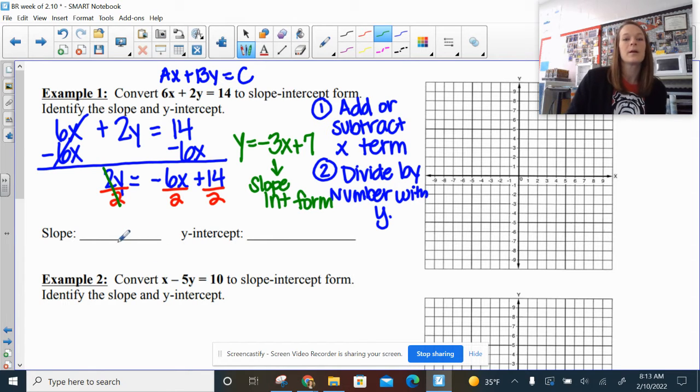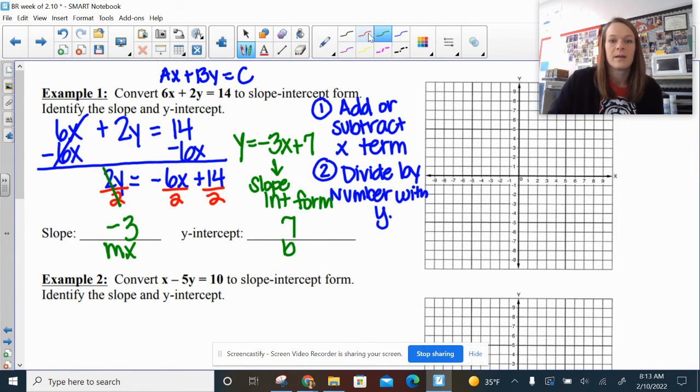Okay, and then remember, your slope is the one that has the x with it, so the mx. This is what has the b. So my slope is negative 3, and my y-intercept is 7. To graph that, you start with your y-intercept. On the y-axis, I'm going to put a dot at 7. Then my slope is negative 3. First off, it's negative, which means my line is going to look like this.